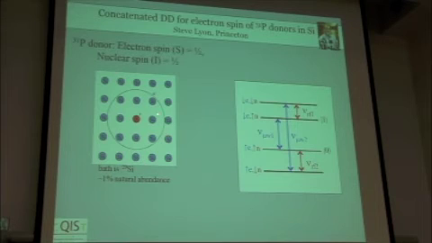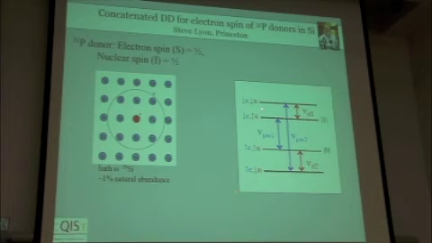And this is isotopically purified silicon. So silicon 29 is what gives you the spin bath. And there's about 1% natural abundance of silicon 29 in silicon substrates. So you have one out of every 100 of these silicons is actually a nuclear spin bath. The other ones are spin 0, so they're not a problem, they're just there.